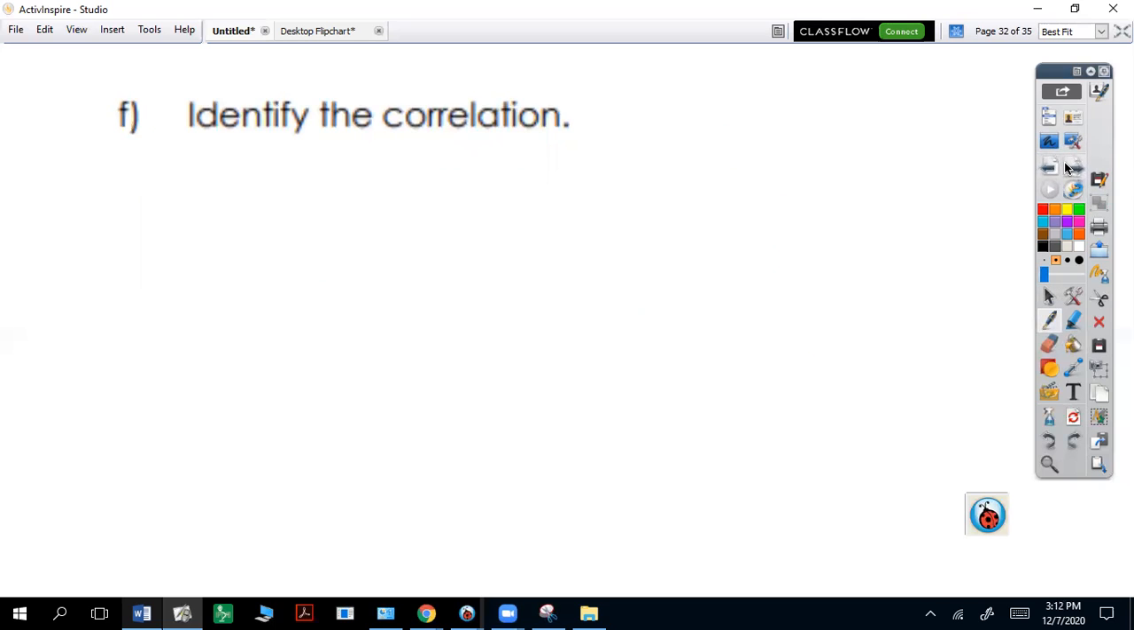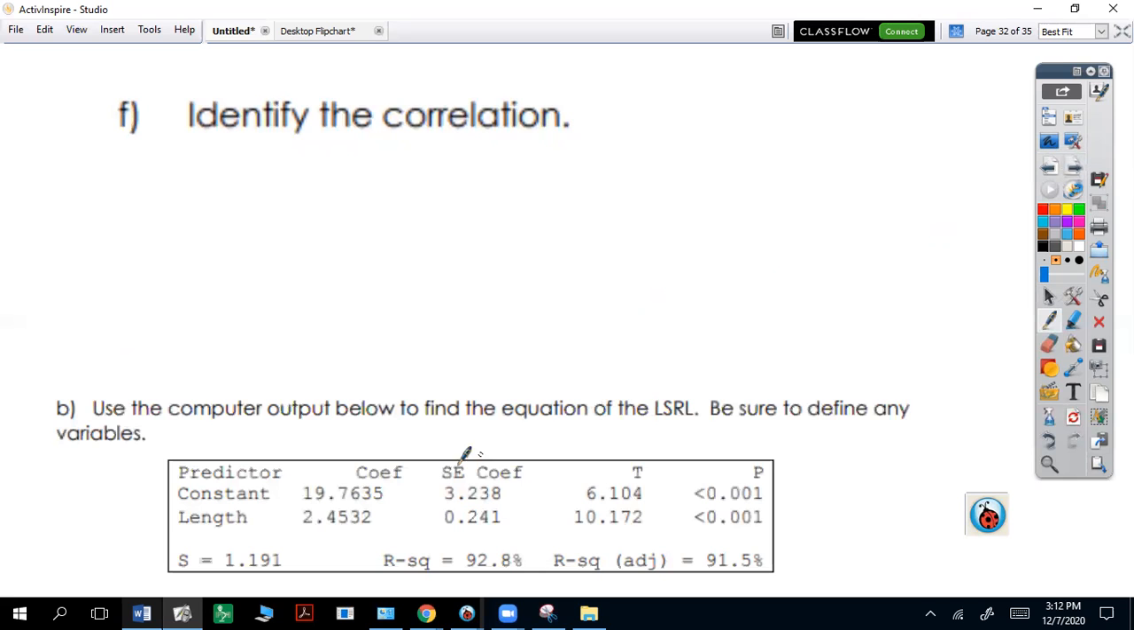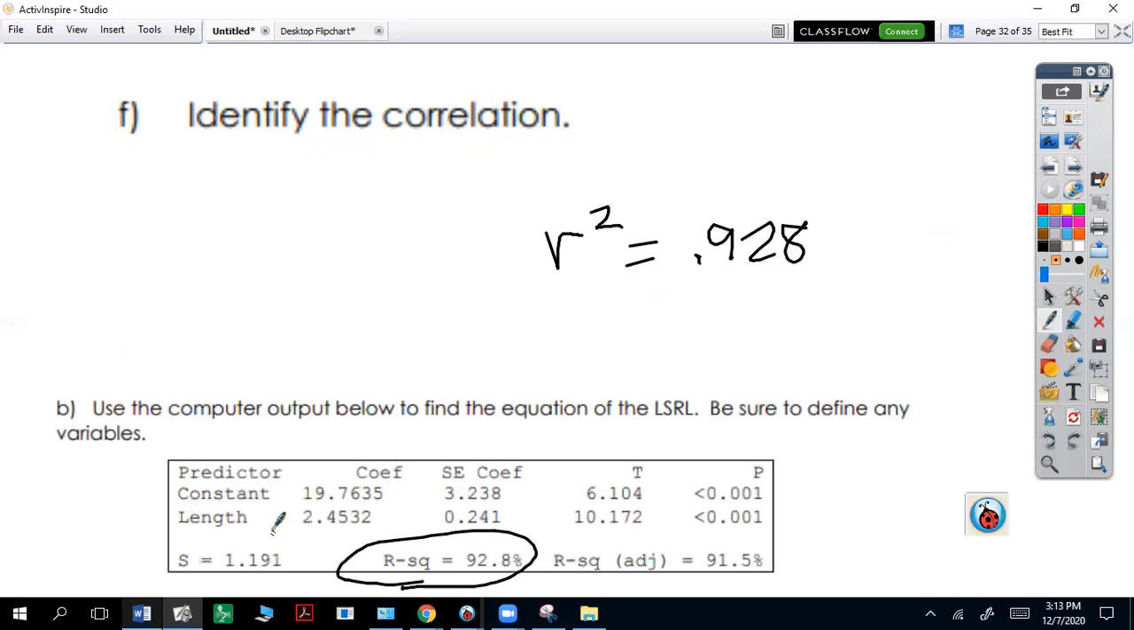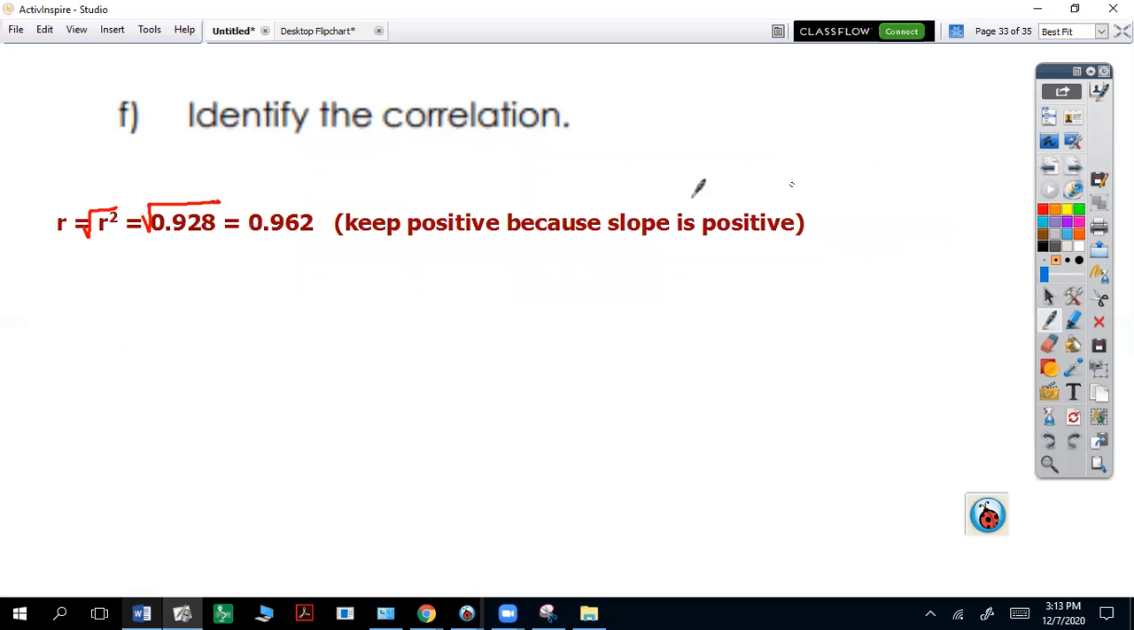All right, correlation. Again, r squared is always given to us in these. So r squared as a decimal is 0.928. We're going to use that to get our correlation. So think about that. Your slope is positive. If the slope were negative, your correlation would also be negative. But since the slope is positive, we're going to keep it positive. So all we have to do is take the square root of 0.928, and we get 0.962. We're going to keep it positive.